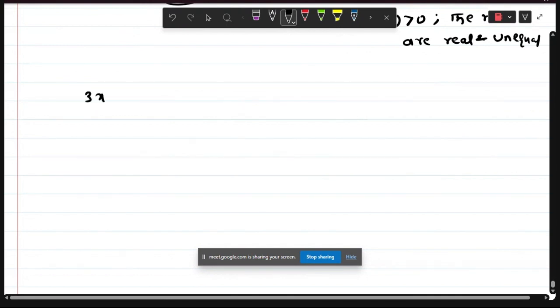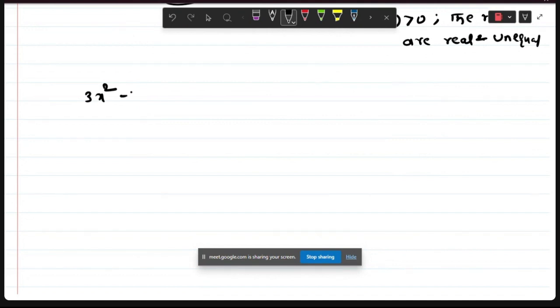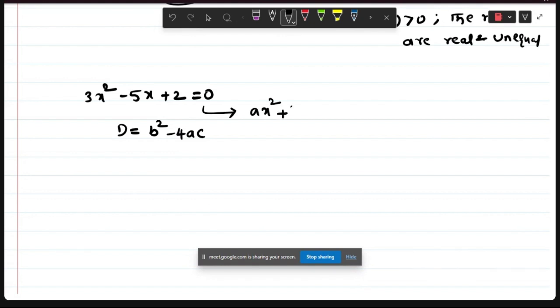3x squared minus 5x plus 2 is equal to 0. To find whether the roots exist or not, first find the discriminant D. What is the D formula? D equals b squared minus 4ac. Compare this quadratic equation with ax squared plus bx plus c equals 0.